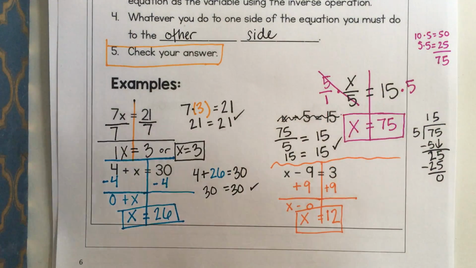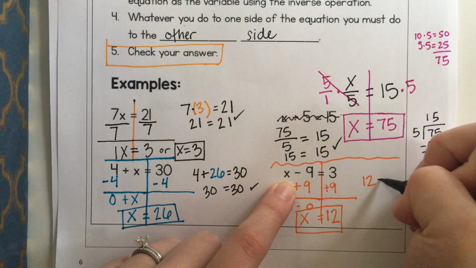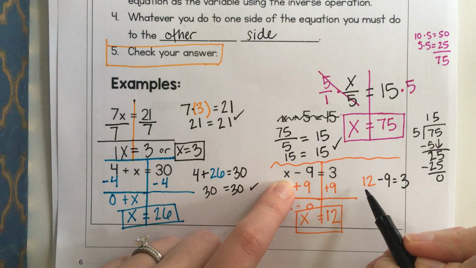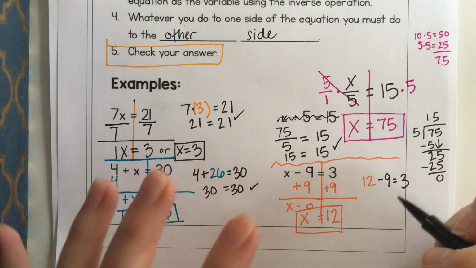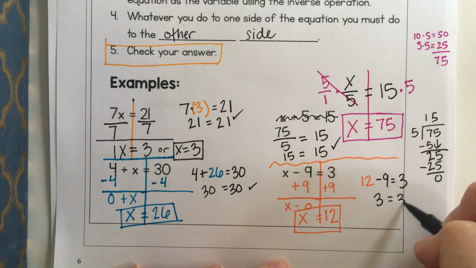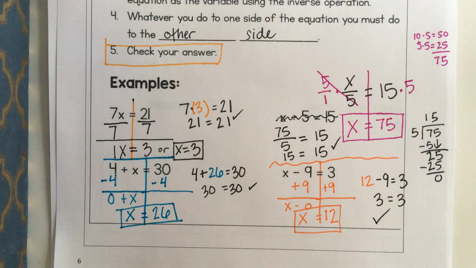So again, we can't just trust our answer. We have to plug it back in. So 12 was my x, minus 9. It's supposed to equal 3. Let's see. 12 minus 9. Well, you can count on a number line if you want to check that out, but 12 minus 9, we do get the value of 3. That is what our other side is. We put a check mark. Yes, we have the right answer.